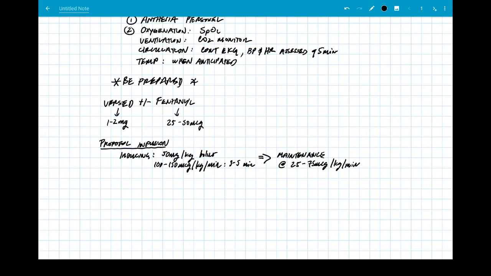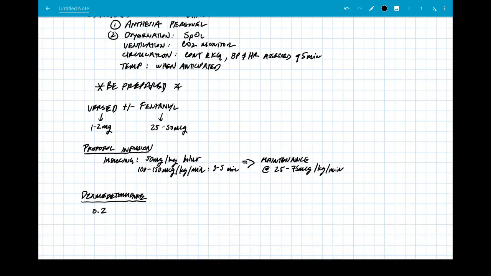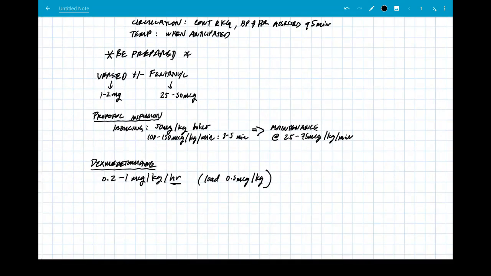Another way of providing moderate sedation is dexmedetomidine, otherwise known as Precedex. You can give that at 0.2 to 1 micrograms per kilogram per hour. It's important, and typically people will load half a mic per kilo. Those are the most common ways to provide moderate sedation.